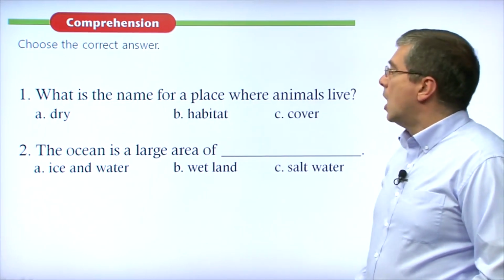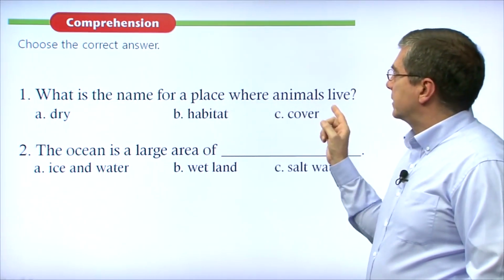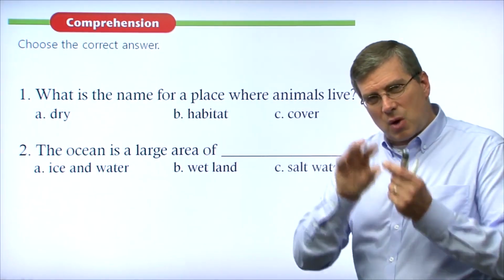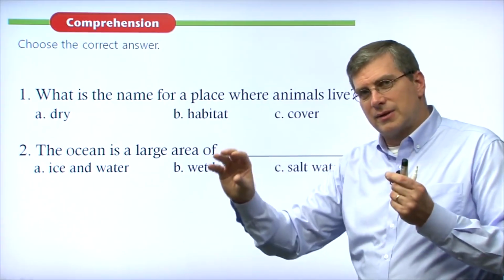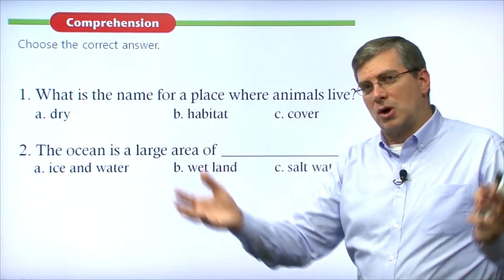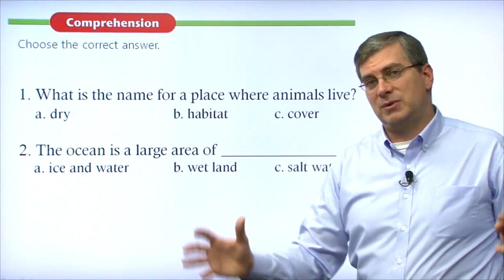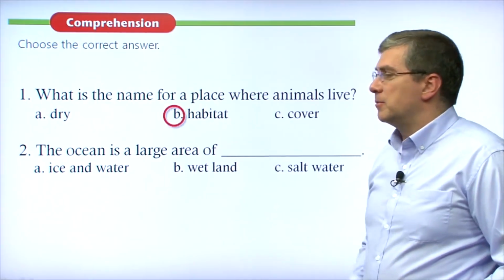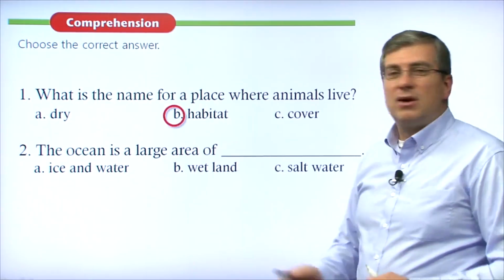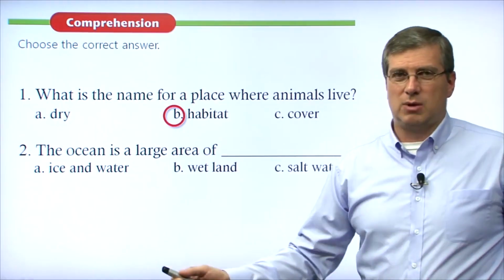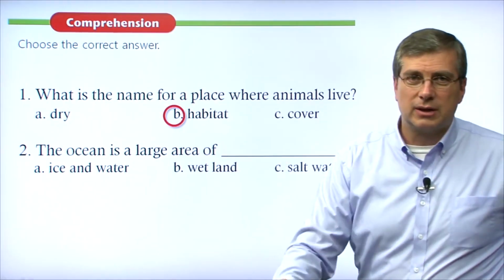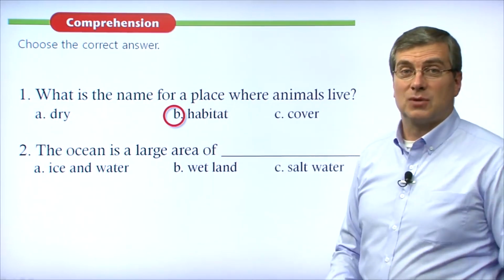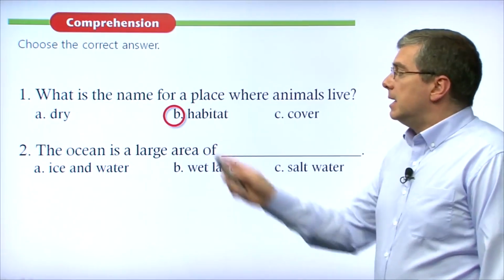Number 1, what is the name for a place where animals live? So remember, we're not looking for one of the smaller words like rainforest, desert, or ocean. We're looking for the super word that talks about all the types of places where an animal will live. And that, of course, is habitat, B, right? A habitat is the name for any place that an animal lives. It could be a desert, could be a forest, could be the ocean. Any place where an animal lives, we call it the habitat, okay?